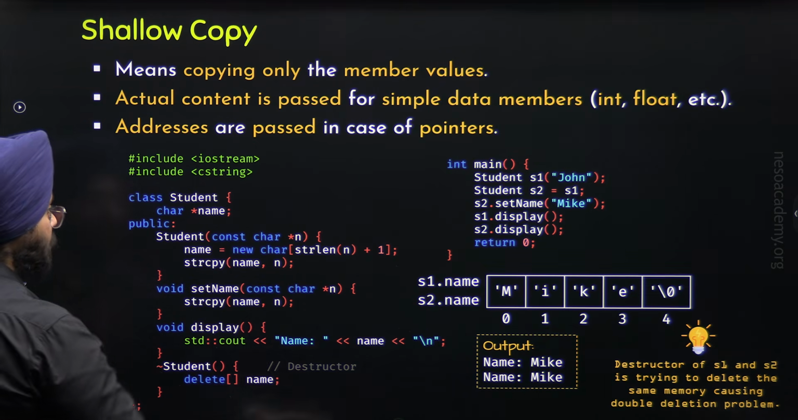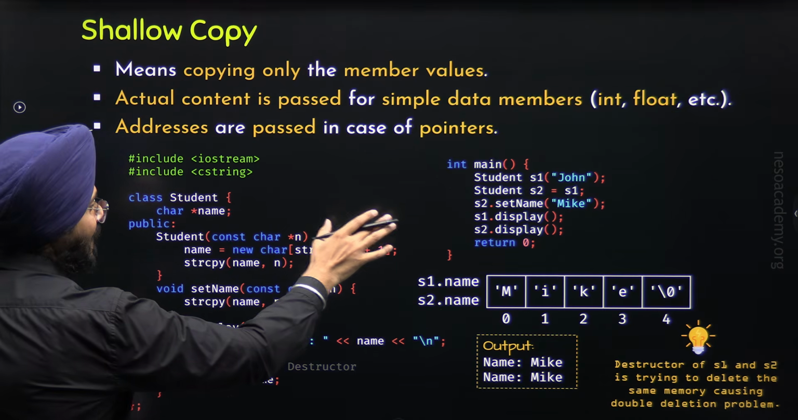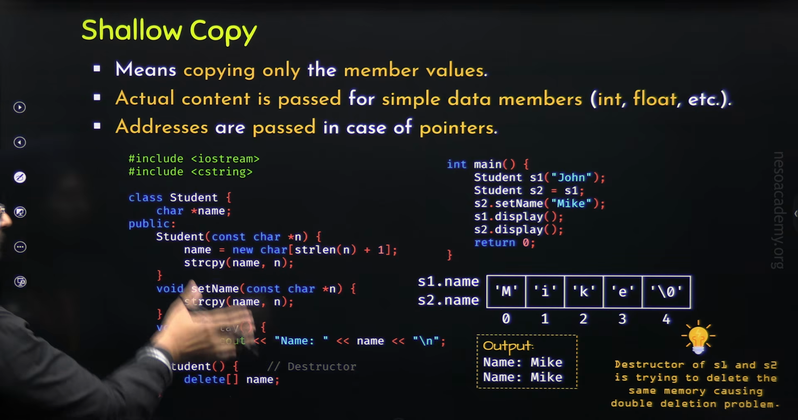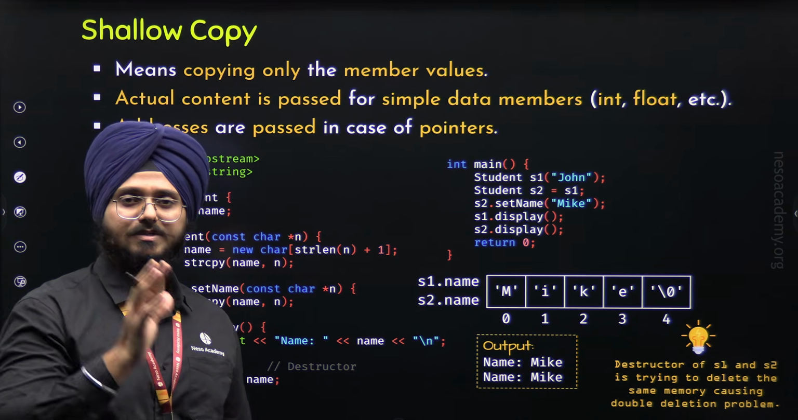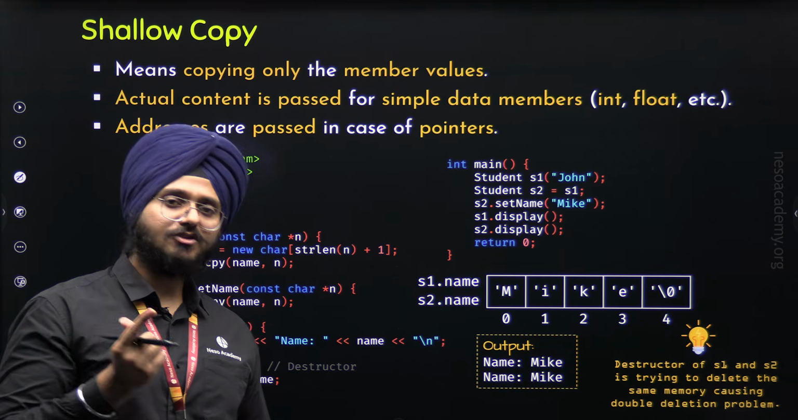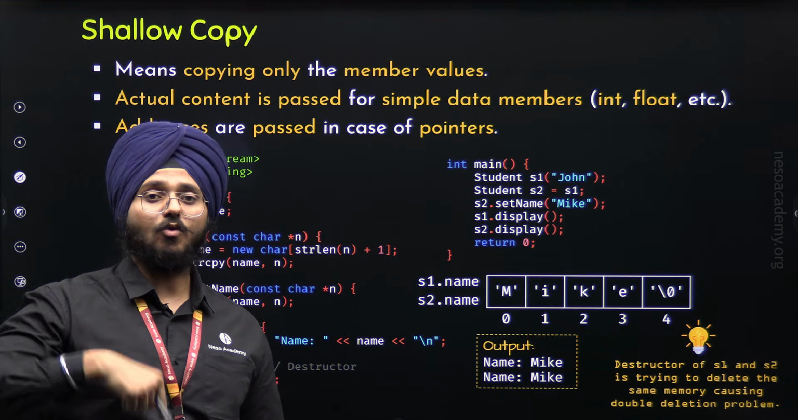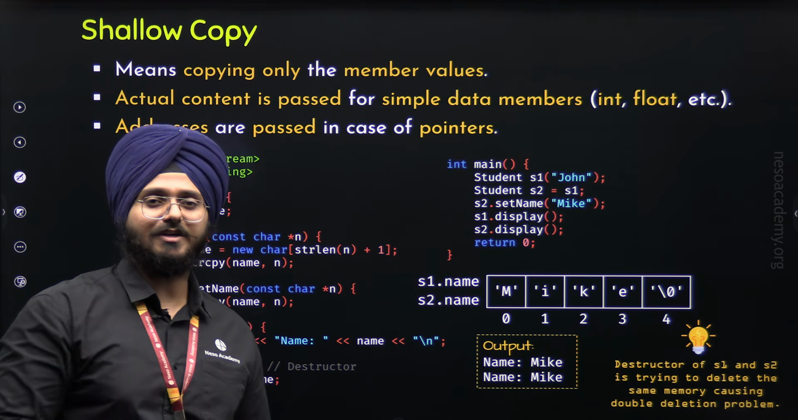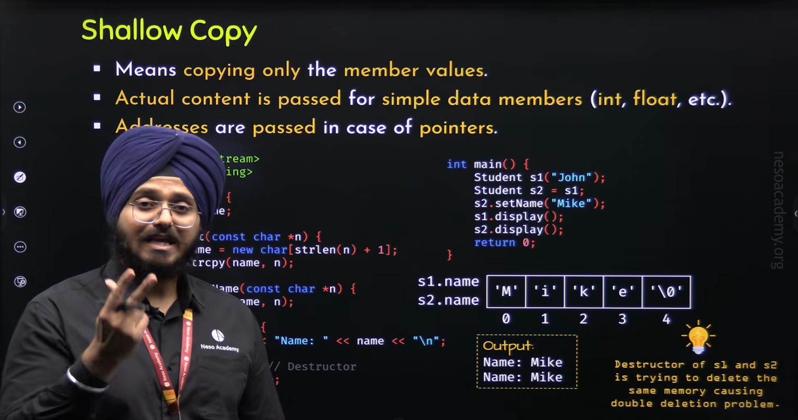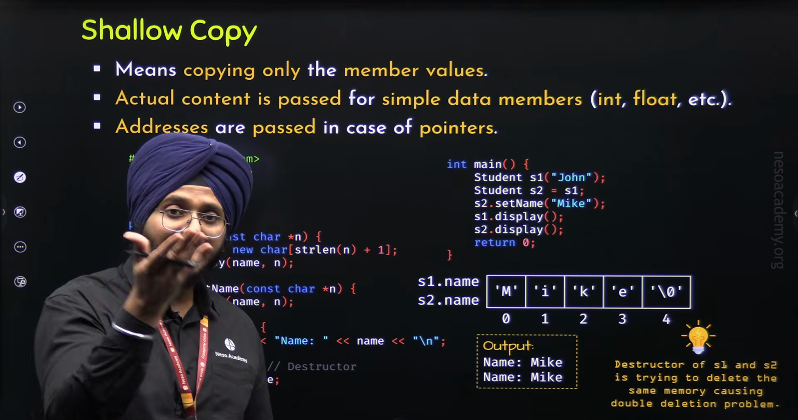This problem is caused by passing the addresses in case of pointers. That is, this is the problem that has arisen because of shallow copy. I hope this is clear to you. So we have two limitations in case of shallow copy. The first limitation is, if we make any change via one object, then those changes will be reflected in other objects of the same class. This is because of the shallow copy. And the second limitation is the double deletion problem. Destructor is called twice to delete the same memory location.